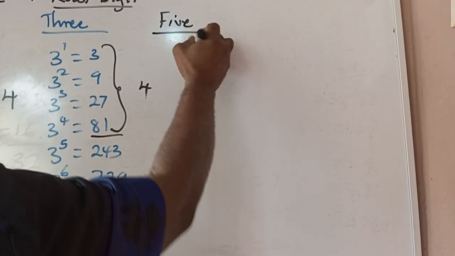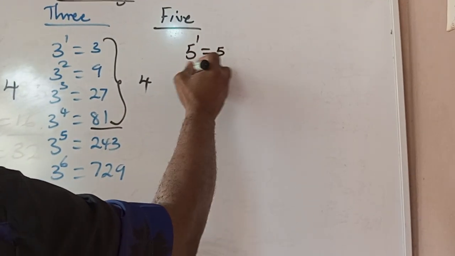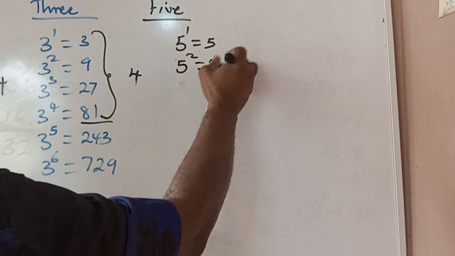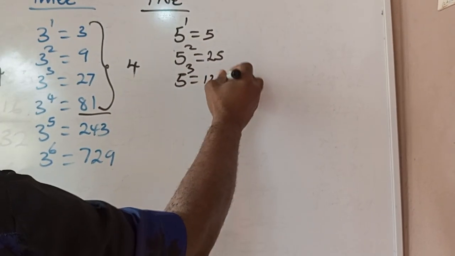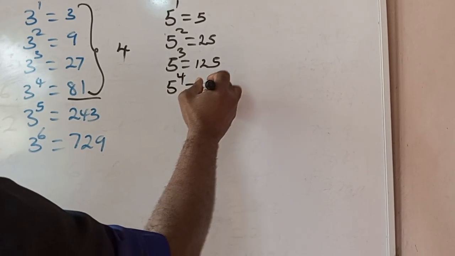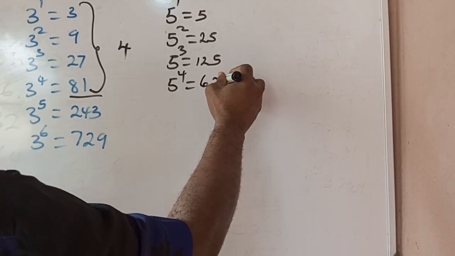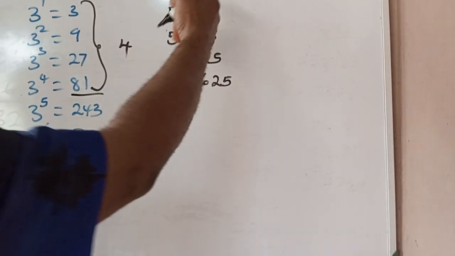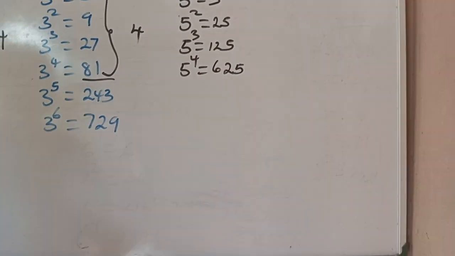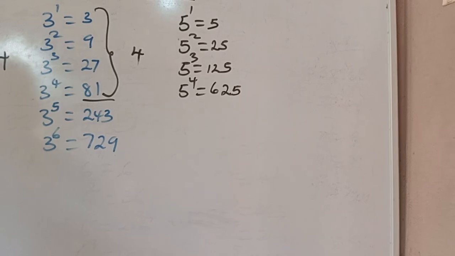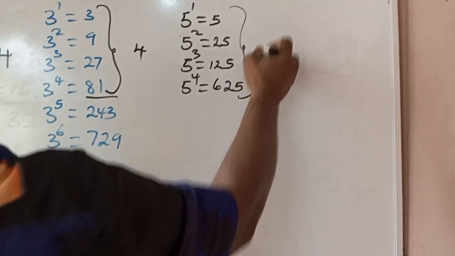So 5 index 1 is 5. 5 index 2 is 25. 5 index 3 is 125. 5 index 4 is 625. You observe that the last digit is always 5. Meaning that irrespective of the power of 5, the last digit will always be 5. So the number cycle for 5 is 1.